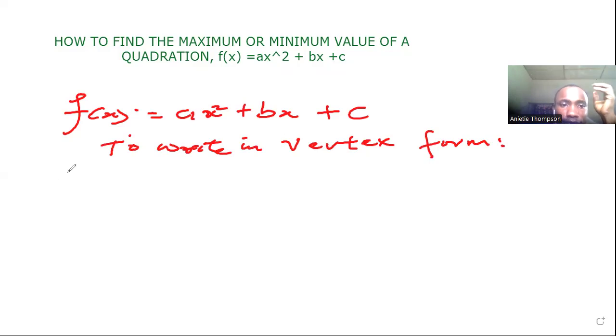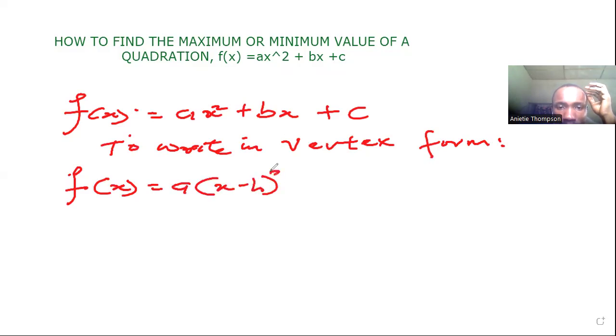Now look at it. The vertex form of a quadratic equation looks like this: f of x equals a times (x minus h) raised to the power of 2, plus k. That is how it looks. This is the vertex form of the quadratic function.